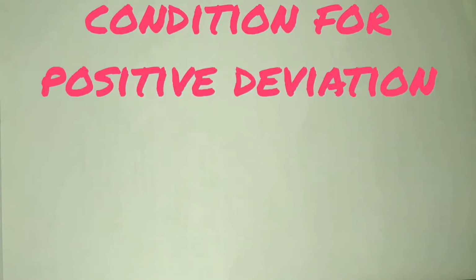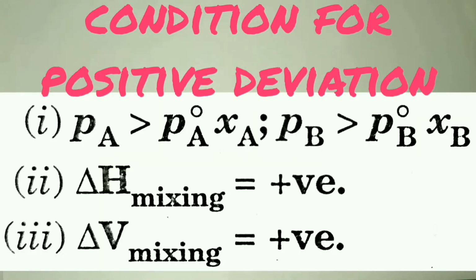Conditions for non-ideal solutions. The type number 1, condition for positive deviations. For positive deviations, first condition, PA greater than P naught A XA and PB greater than P naught B XB. The partial vapor pressure of solute and solvent increases. Second condition, the enthalpy change also increases. So delta H equal to positive. Third condition, the volume of the solution also increases. So delta V of the solution is equal to positive.